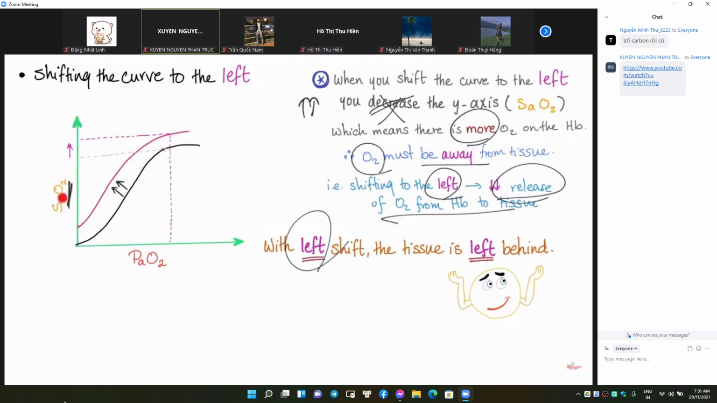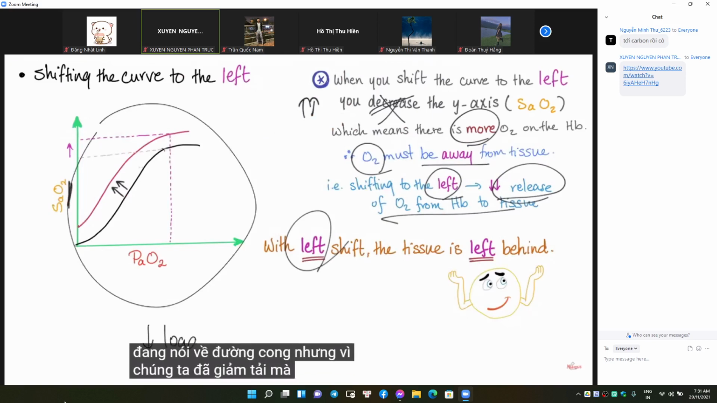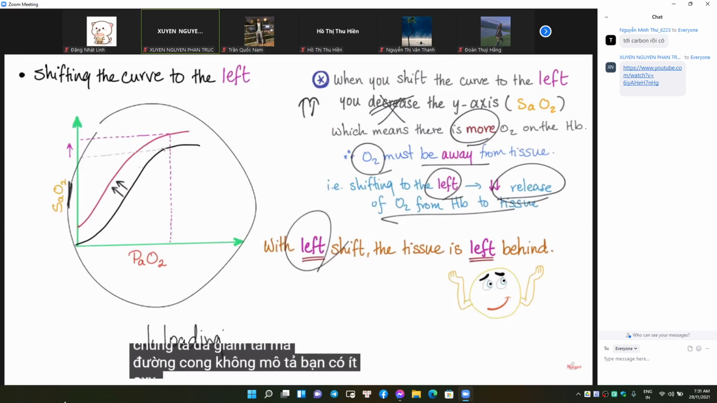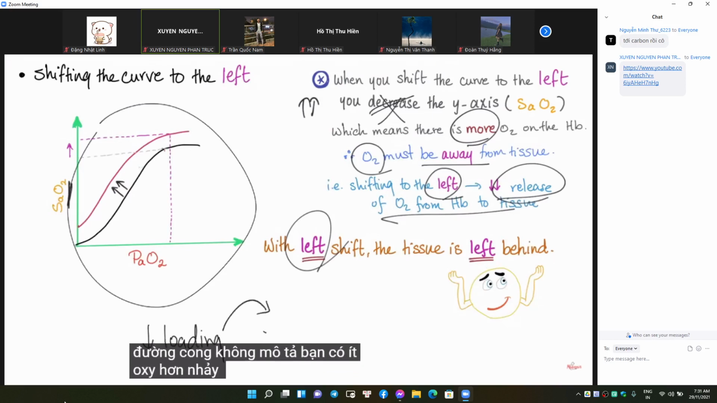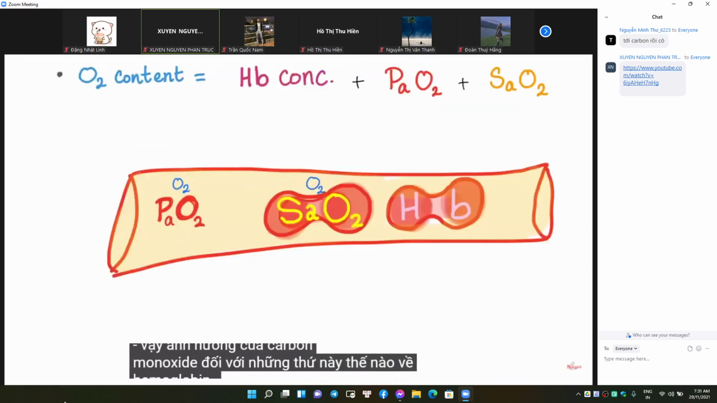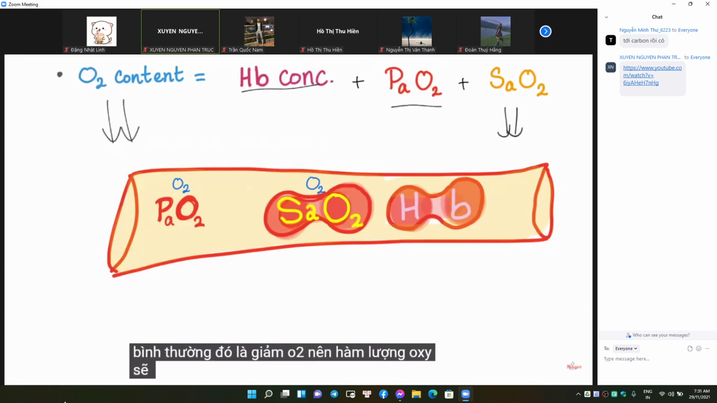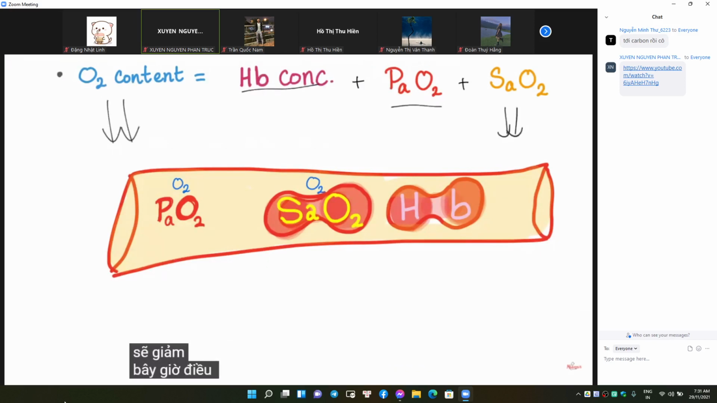Okay, some students will ask, didn't you just say that SaO2 is going to be low in cases of carbon monoxide poisoning? Yes. Right now we're talking about the curve, but since we have decreased loading, which the curve doesn't describe, you have less oxygen jumping on the hemoglobin, and this of course is going to decrease the SaO2. So what's the effect of carbon monoxide on these? How about hemoglobin concentration? Normal. PaO2, normal. SaO2, decreased. So the oxygen content is going to decrease.